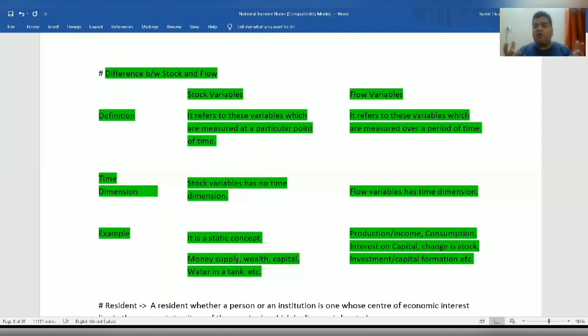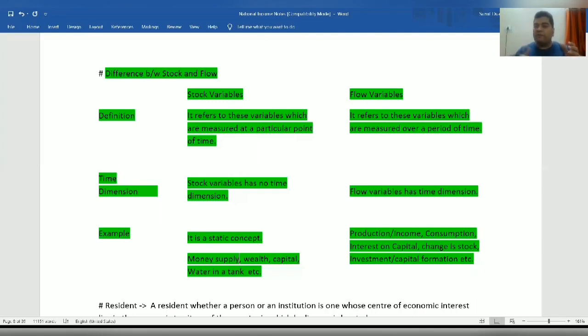It is clear with the names, stock and flow. Stock is a static concept, but flow is a dynamic concept. It has a time dimension. Understood? So money supply, wealth, capital, water in a tank at a particular point of time are stock variables. But flow variables are a dynamic concept, they keep on changing: income, consumption, capital formation, that is investment, interest on capital. Interest over a period of time होता है. Yearly interest, monthly interest, daily interest.